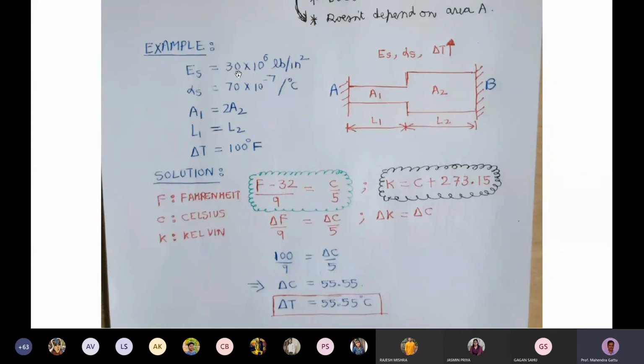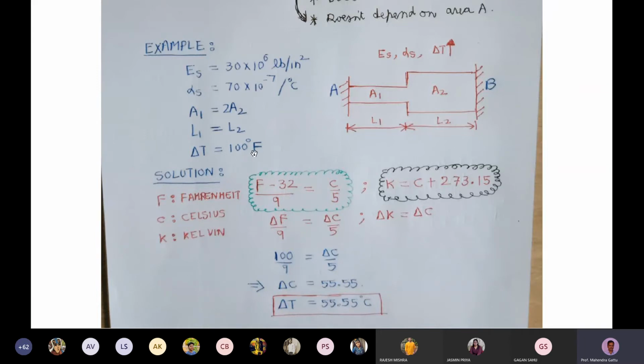Young's modulus of elasticity is 30 into 10 power 6 pound per inch square, and thermal expansion is 70 into 10 power minus 7 per degree centigrade. So for every 1 unit rise, there is a strain produced of 70 into 10 power minus 7. The area A1 is twice area A2, and both the segments are of equal length. So L1 is L2 here, and delta T, the rise in temperature, is given as 100 Fahrenheit.